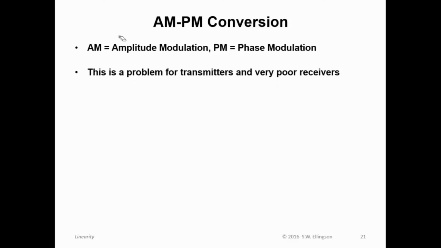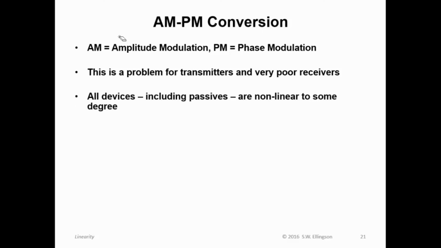Now this issue of AM to PM conversion is a problem for transmitters and very poor receivers. Now let me say why that comes about. It's because all devices, including passives, and in particular capacitors, inductors, and resistors, are nonlinear to some degree. Now this nonlinearity may not be apparent in some applications, but eventually we'll hit a power level where the nonlinearity becomes apparent.